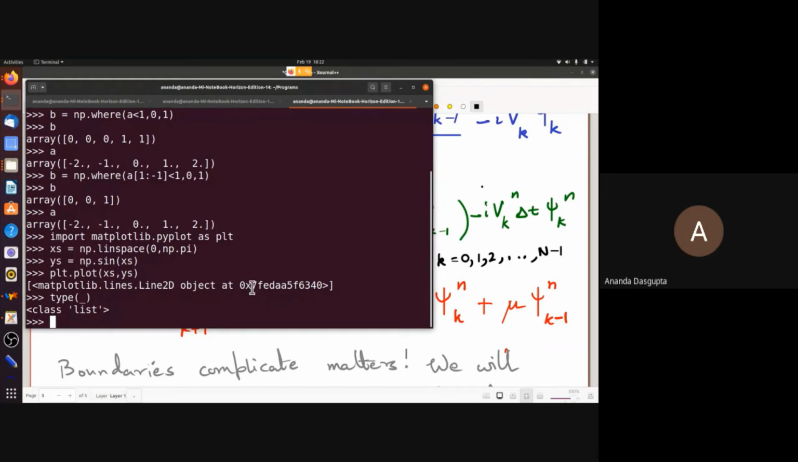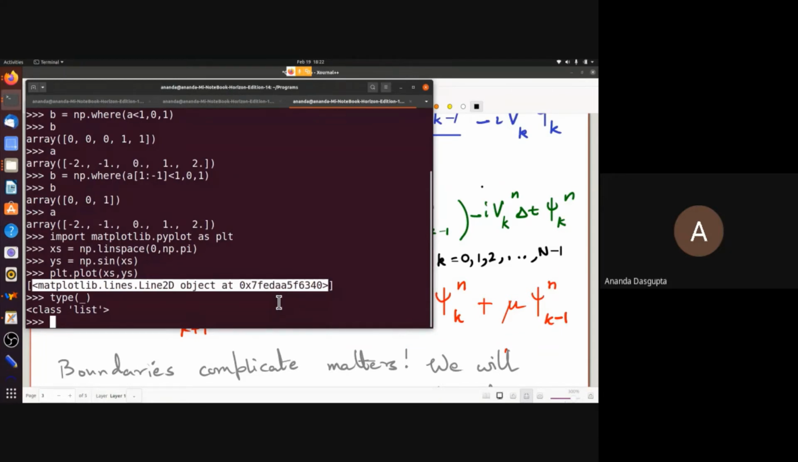That is, what it really returns is something. This thing within angular brackets is a so-called 2D line object which matplotlib uses to store various information about the graph it's going to draw. Okay, that's the thing in the angular brackets. That's the entry of your list. The question is, why do you at all return a list?